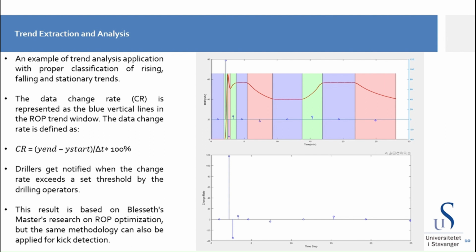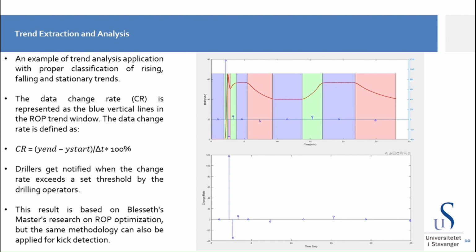So basically, this shows a proper classification of rising, falling, and stationary trends. The rising is colored in green, falling colored in red, and then the stationary in blue. But the most important part of this work is the change rate, because it's the vertical line that guides the driller, to know how much he has crossed the threshold.